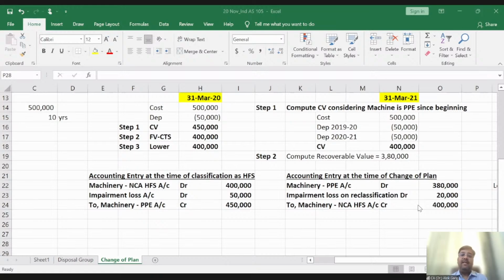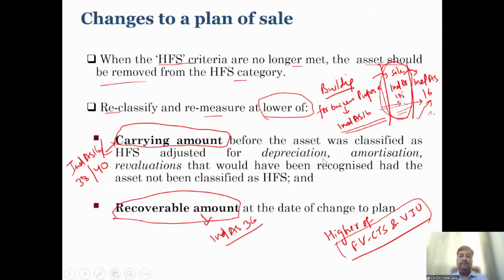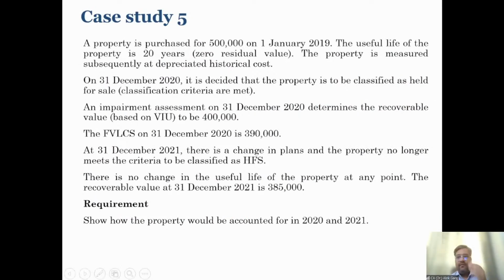Now let's discuss one of the case studies on the change in plan of sale. Case study 5, and this case study was also there in your institute study material. A property is purchased for rupees 5 lakh on 1st January 2019. The useful life of the property is 20 years, zero residual value. So friends, the cost of the property is 5 lakh rupees, useful life is 20 years, residual value is 0. Then what is the depreciation per annum? 5 lakh divided by 20, 25,000 is the depreciation per annum.